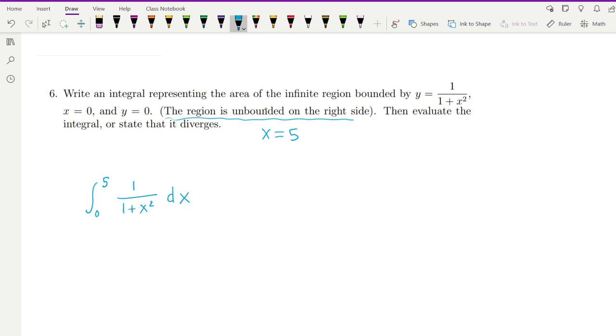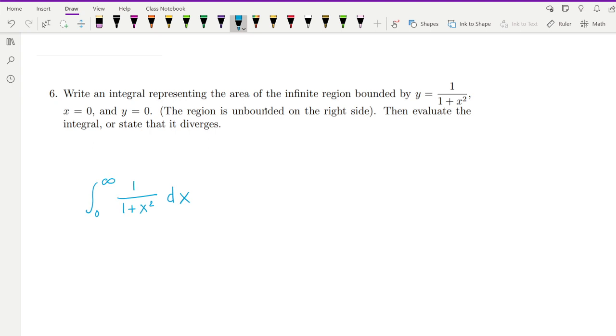When we very first learned about integrals, we learned that the integral represents the area bounded by the function and the x-axis. And that's exactly what we have here, right? We have a function, we have the x-axis, and then we have two bounds, x is equal to 0 and x is equal to 5. So that would be if we had an actual right boundary. But this says that it's an infinite region and it's unbounded on the right-hand side. And so that tells us that we actually want an infinity here.